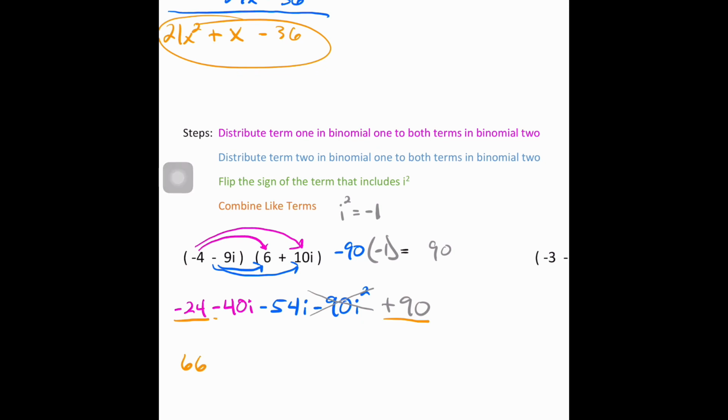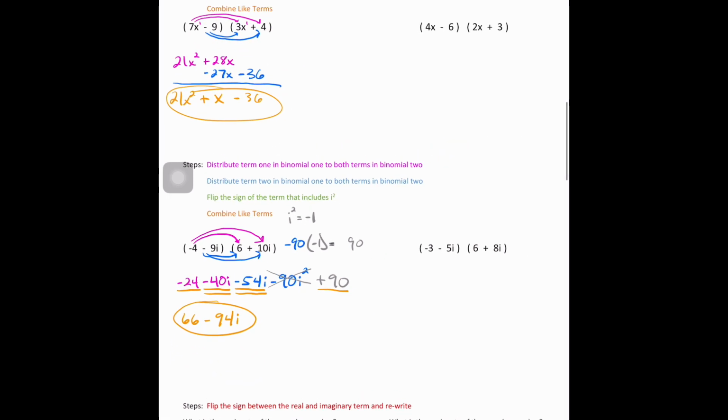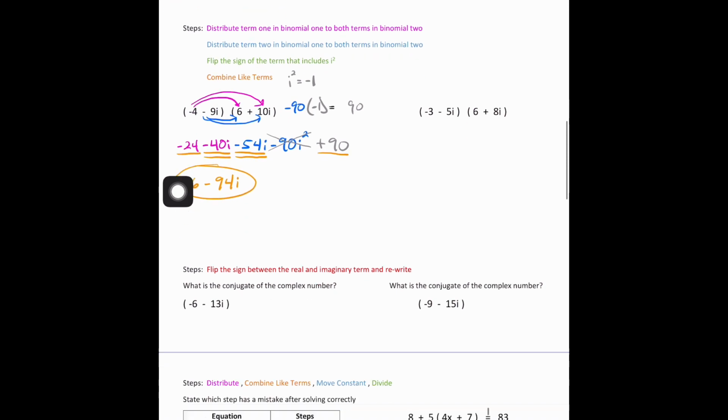Then we will do -40i minus 54i, giving you -94i. Go ahead and circle your answer. And again, at this time, feel free to pause, give this a try, and check it at the end.